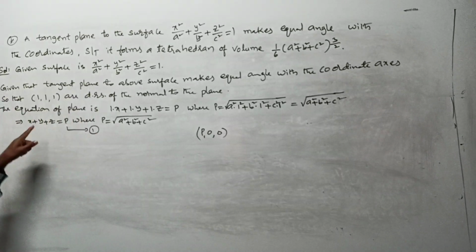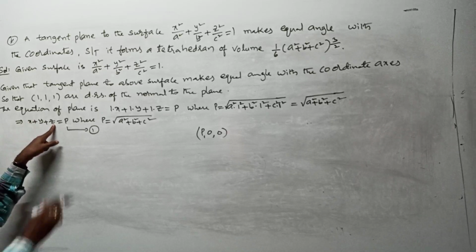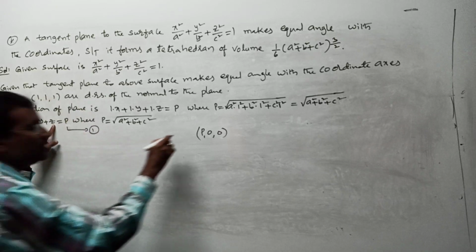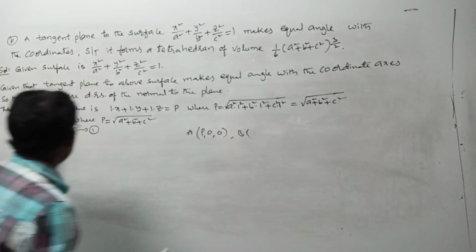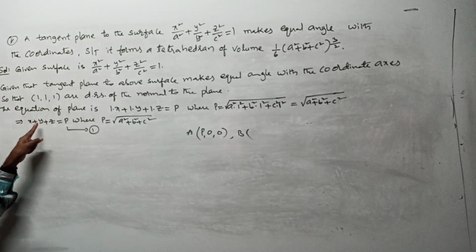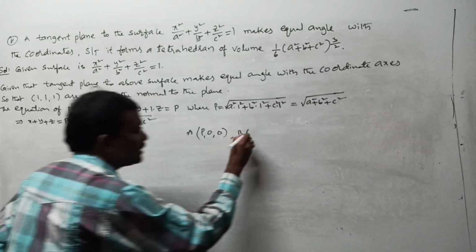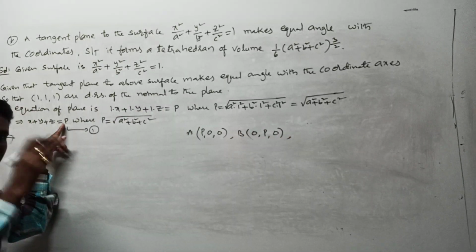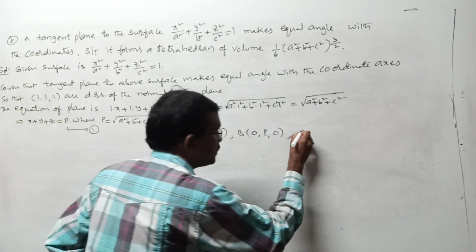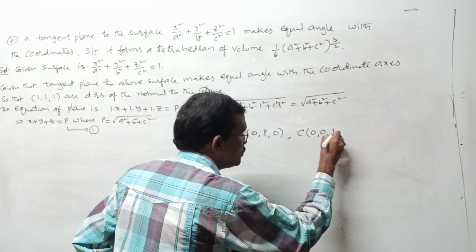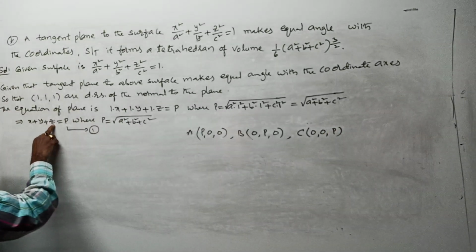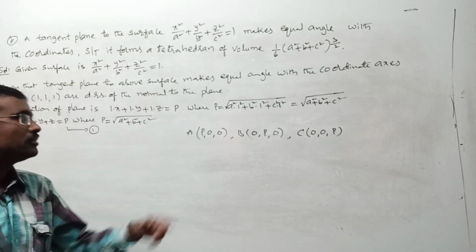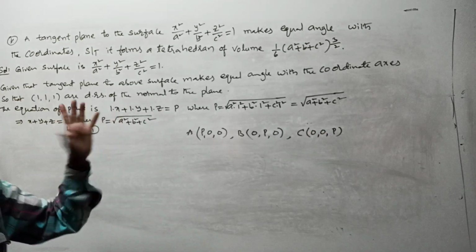Similarly for the y axis, substitute x equal to 0, z equal to 0. If this plane meets the y axis at some point B, then substitute x is 0, z is 0, and the y value becomes p. So x is 0, y is p, z is 0. In a similar way, if it meets the z axis at some point C, the coordinates are (0, 0, p), because on the z axis x is 0, y is 0, and z equal to p. These are the meeting points of the plane with the coordinate axes.